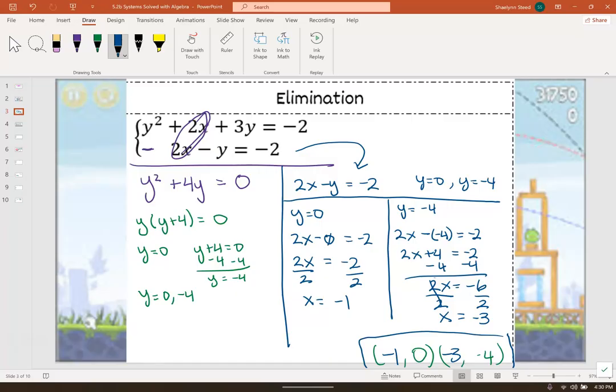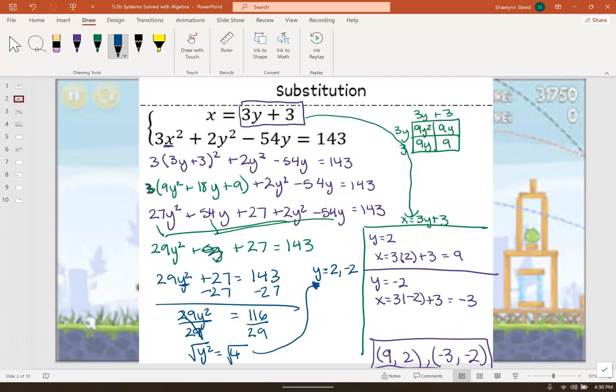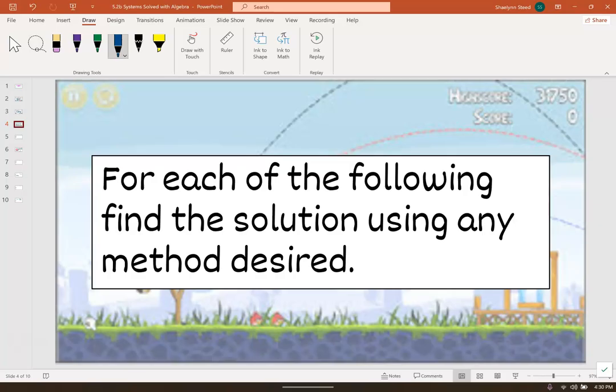So those are the two different methods. You have elimination, where you have to be able to completely eliminate one of your variables. Or you have substitution, where you have to be able to completely solve for a variable, or there's a variable already solved.